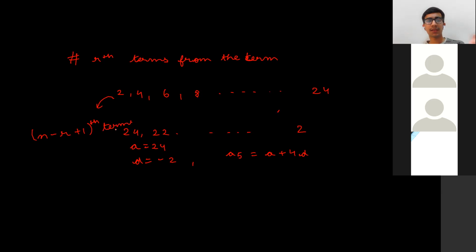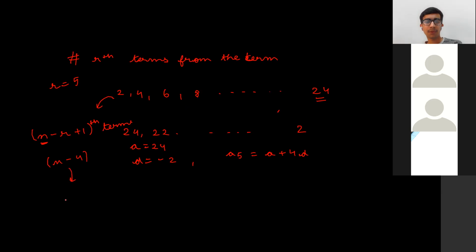Okay? What does this mean? Let's say मेरे को इसी AP, जो sequence है 2 4 6 8, इसी में से मेरे को fifth term from the end निकालना है. So वो fifth term का number क्या होगा? You have to first calculate n, the number of terms in the sequence. R is given to you. R is equal to 5 because I've told you to calculate the fifth term from the end. So n minus 5 plus 1, this will be n minus 4.